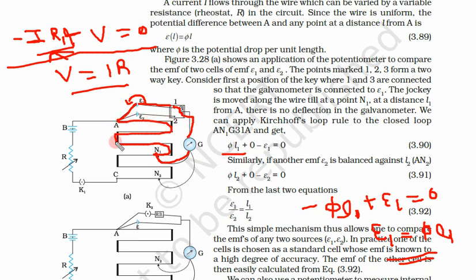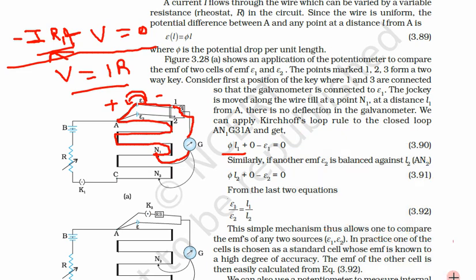Potential drop at this wire is phi L1. When we reach this point, potential is increased from negative to positive. So we put plus epsilon 1, that is equal to 0. Taking this side, epsilon 1 is simply phi L1. This is our first equation.